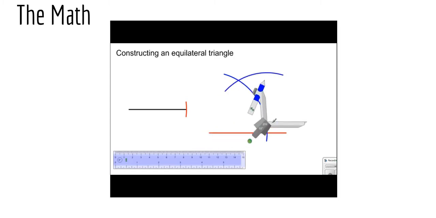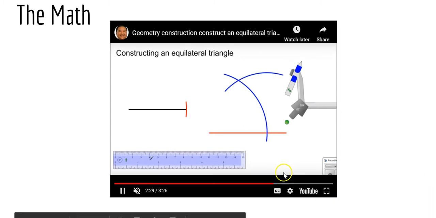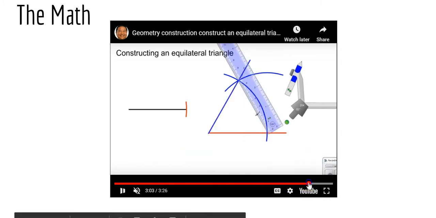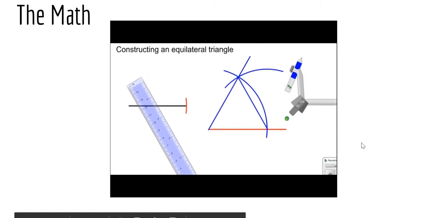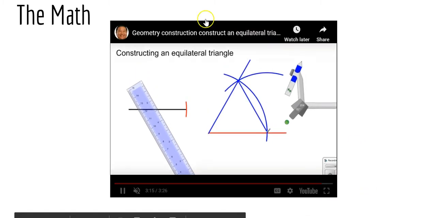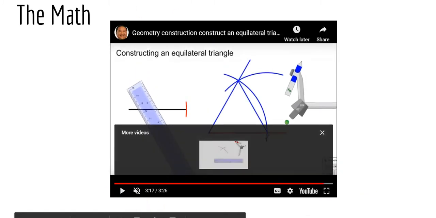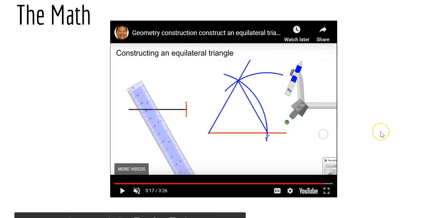Now that intersection is the one place above the red line segment that is the same distance away from each of the endpoints. And that's crucial for creating an equilateral triangle. So we'll see those things being connected, and there we have an equilateral triangle construction. And like I said before, this is something that I ask my students. I ask them to do this construction, and then I also ask them how they know that this is an equilateral triangle.